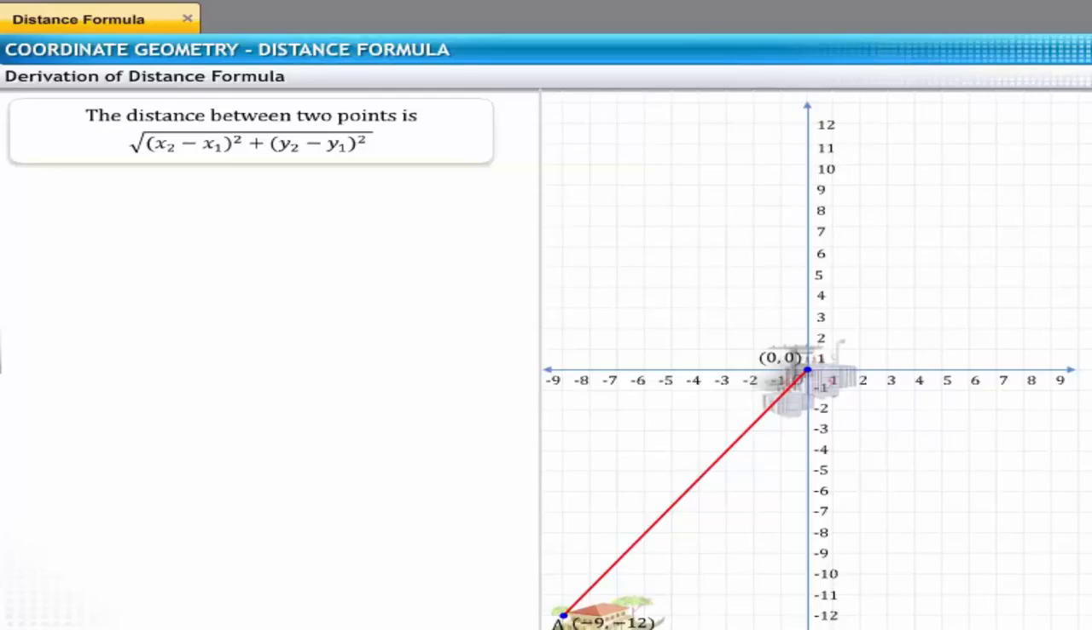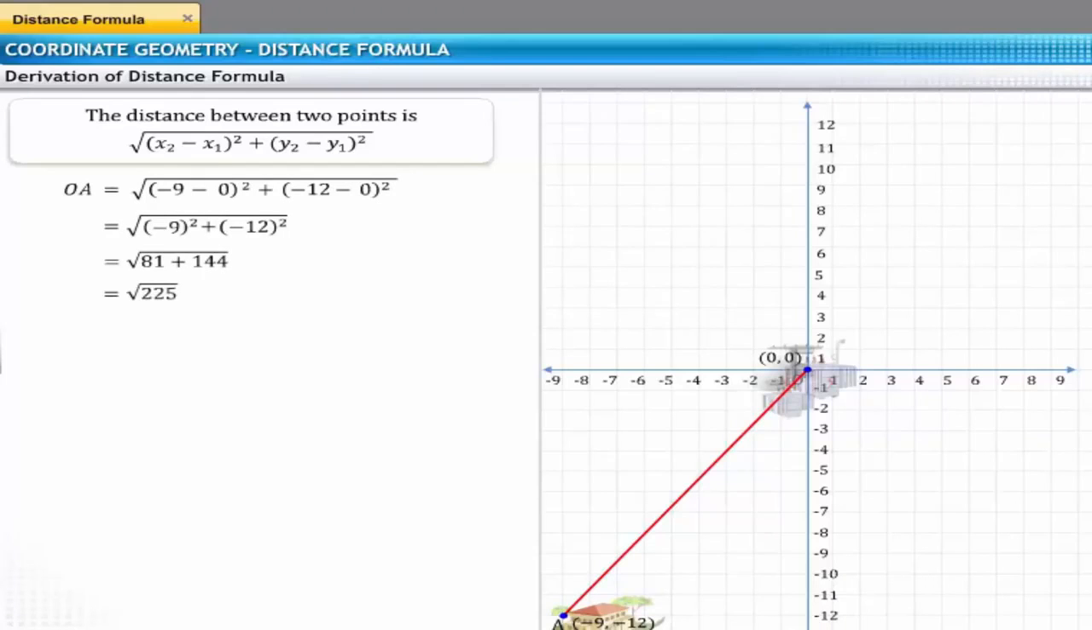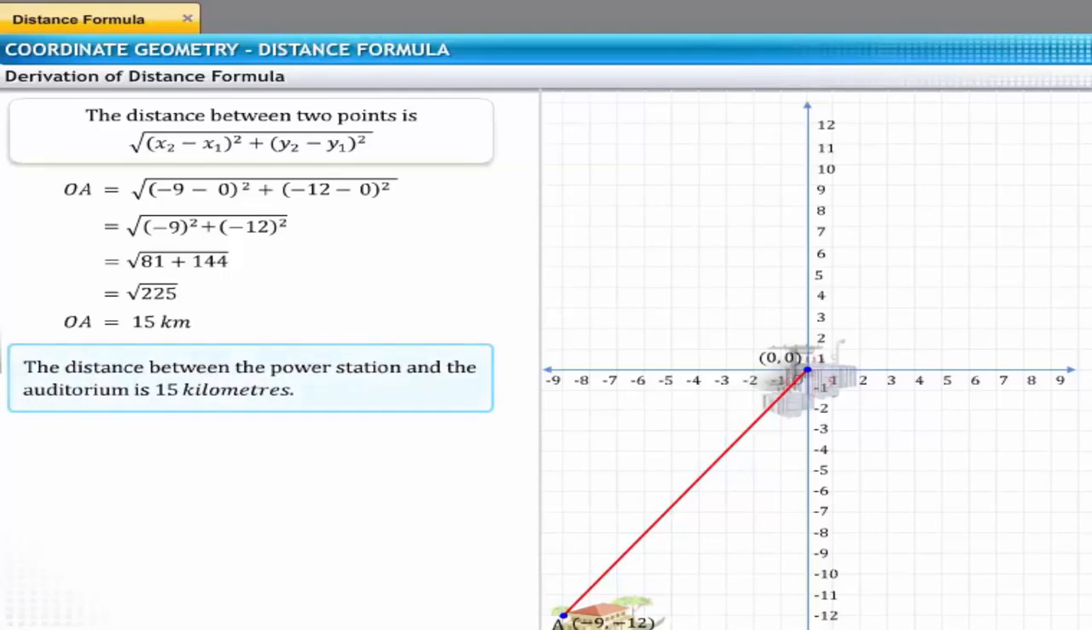When you substitute x1, y1 equals 0, 0 and x2, y2 equals -9, -12 in the formula and simplify, you get the distance of OA as 15 kilometers. Thus, the distance between the power station and the auditorium is 15 kilometers. Thus, you can find the distance of any two points using the distance formula when the coordinates are given.